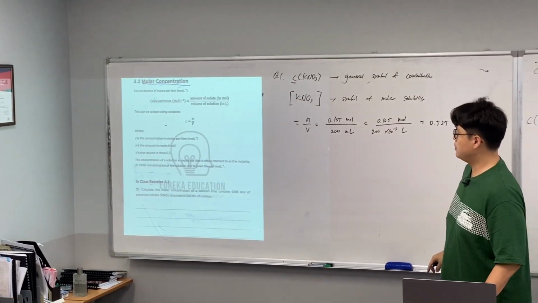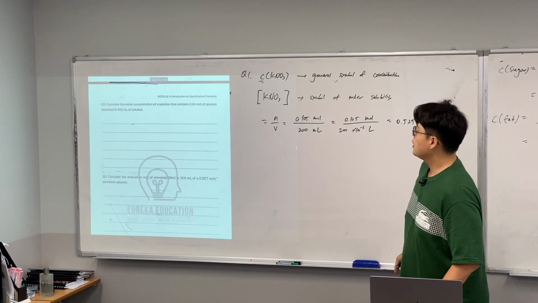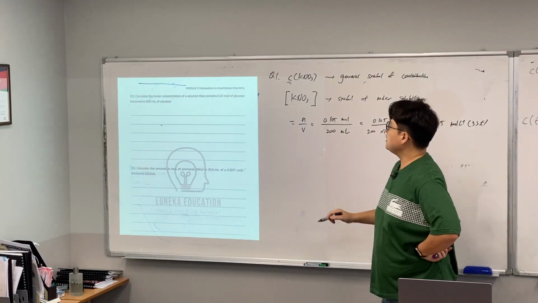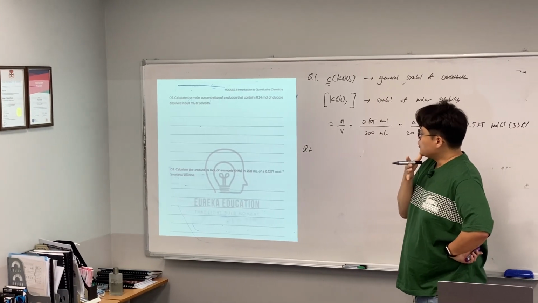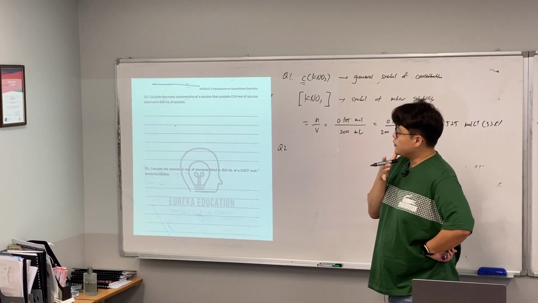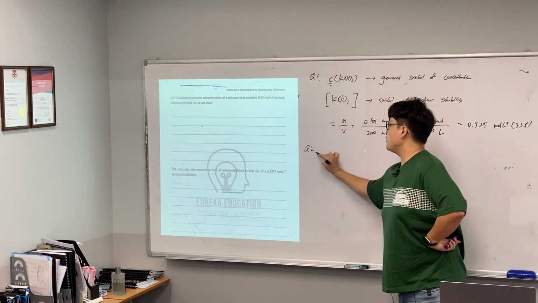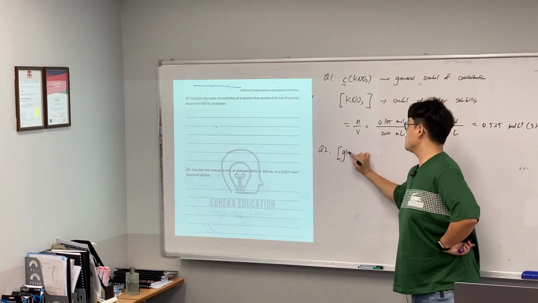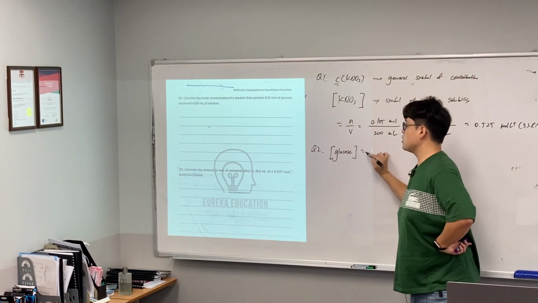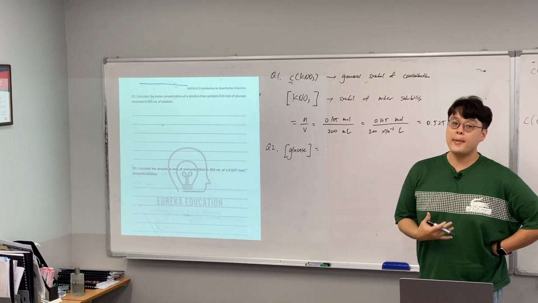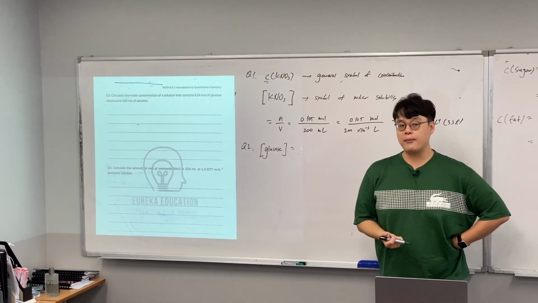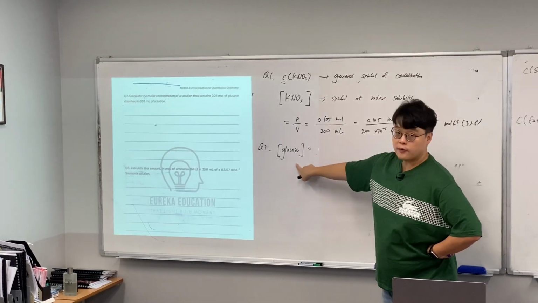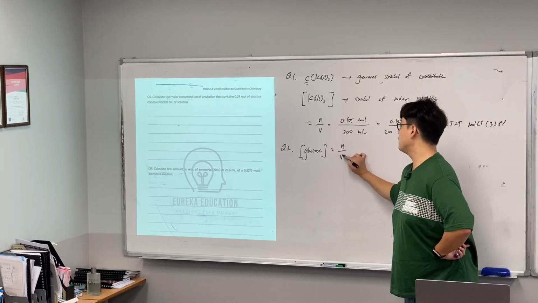Next point, question 2. Calculate the molar concentration of the solution that contained 0.24 mole of glucose dissolved in 500 mL. Again, the way we can represent that is to show this is the molar concentration. Make sure you show the relevant formula, just like n equals m over molar mass. If you're showing that, it's the same as n over V.